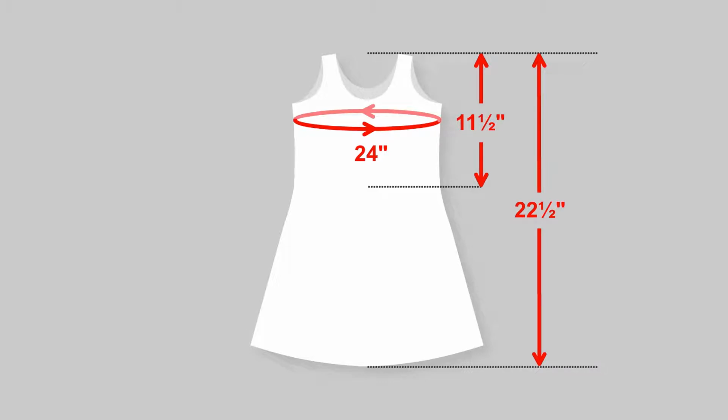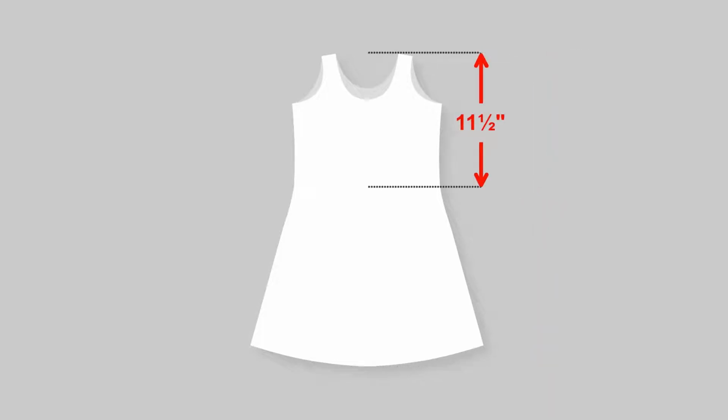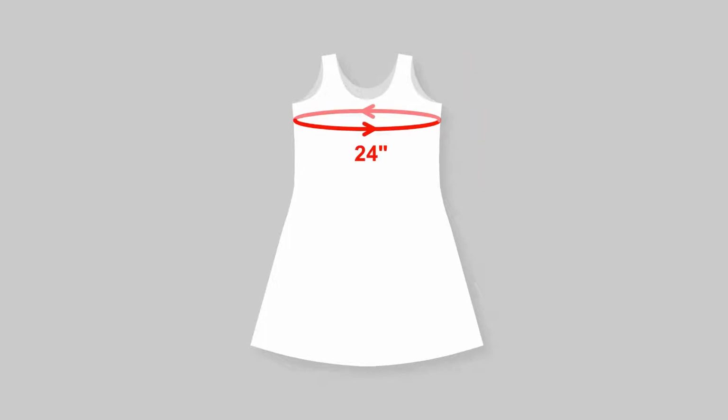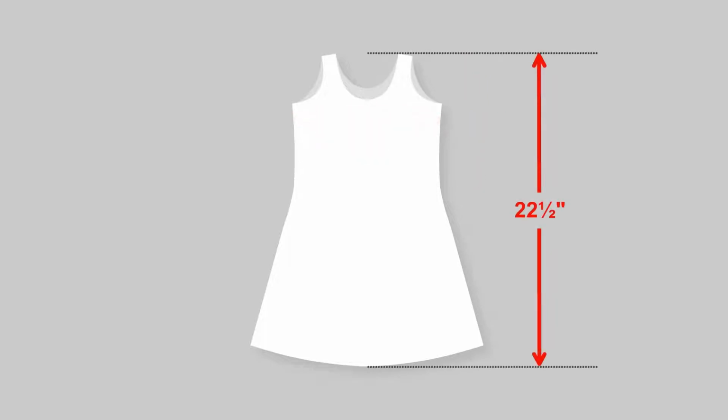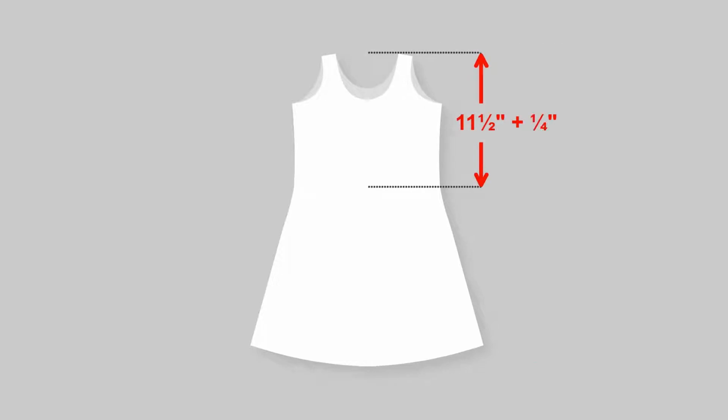The body measurements for making the A-Cut petticoat are full length, which is 22.5 inches, front length of 11.5 inches, and chest circumference of 24 inches. To the full length, which is 22.5 inches, if we add 1/4 inch for the shoulder seam allowance and 1 inch for the bottom hem, then the total length of the petticoat becomes 23 3/4 inches. Now, if we add 1/4 inch seam allowance to the front length of 11.5 inches, we get the total front length as 11 3/4 inches.